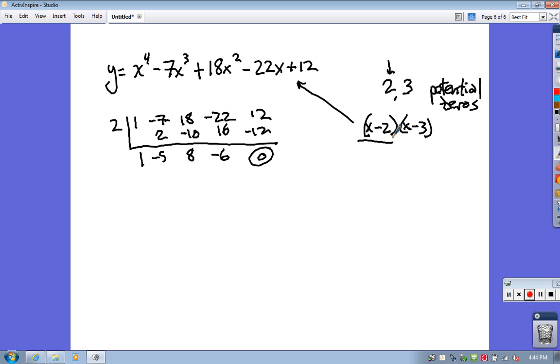So basically what I did was I divided this whole thing by x minus 2. If I was writing this in factored form, I would say I know that I took an x minus 2 out of it, and what's left over is these. So this was x to the fourth, so now these will be cubed. So it would be x cubed minus 5x squared plus 8x minus 6.